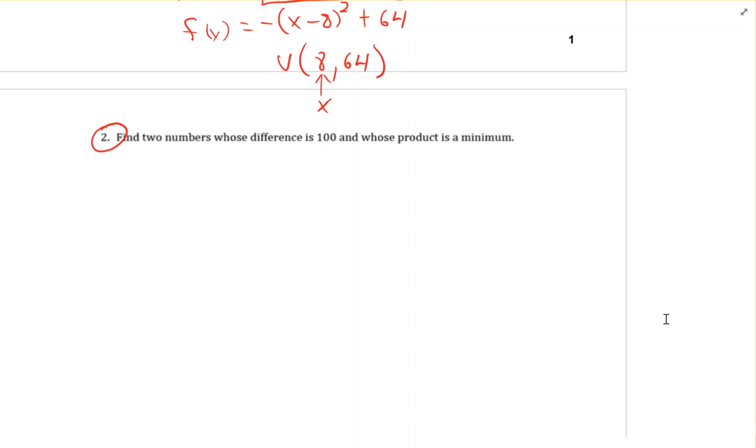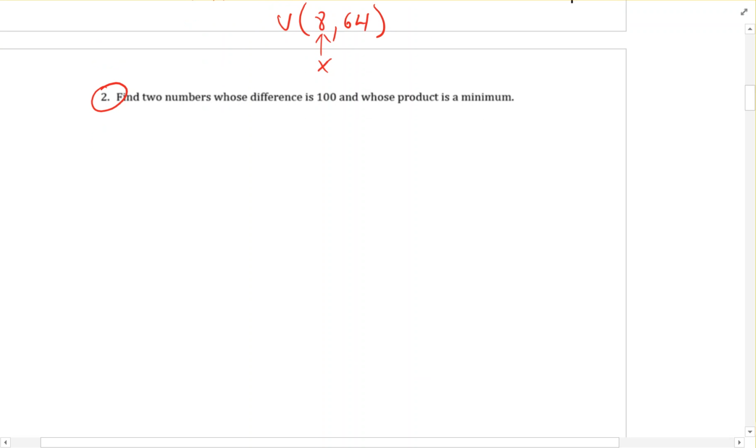All right, now that you guys have given these ones a try, which I know you gave them a try, right? I'm going to go through and just make sure that we did this right. So it says find two numbers whose difference is 100 and whose product is a minimum.